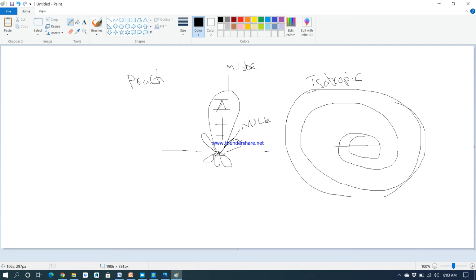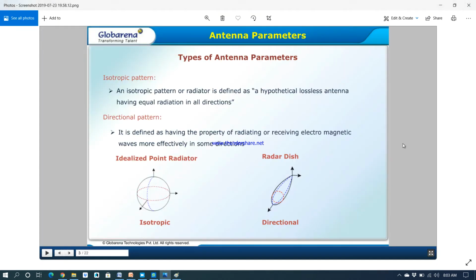So I will clearly show one picture. Okay, all of you please look at this one. So, types of antenna parameters. Isotropic pattern. An isotropic pattern or radiator is defined as a hypothetical lossless antenna having equal radiation in all directions. But a directional pattern is defined as having the property of radiating or receiving electromagnetic waves more effectively in some directions only. So this is an isotropic radiator which radiates energy in all directions.